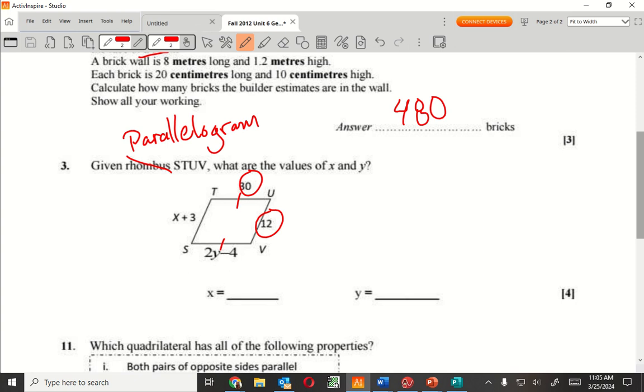Alright, so in this one we're going to say that 2y minus 4 equals 30 because it's equal to the top part, right? What am I going to do to that 4 value right there? Add it to each side. So add 4 to each side. Divide both sides by 2. y is 17.